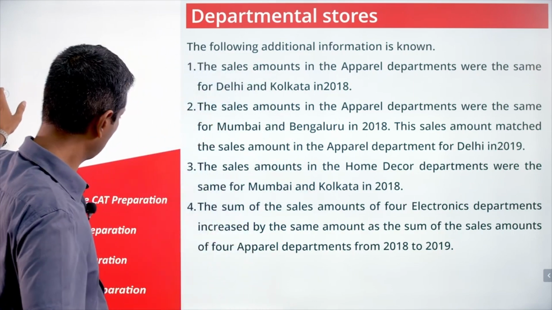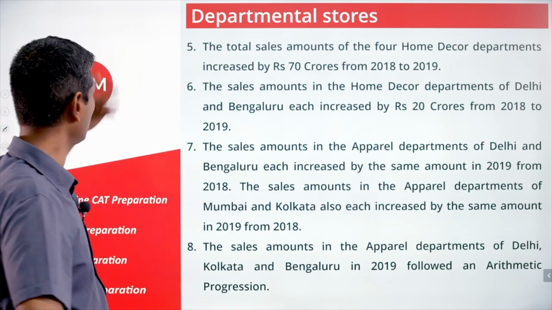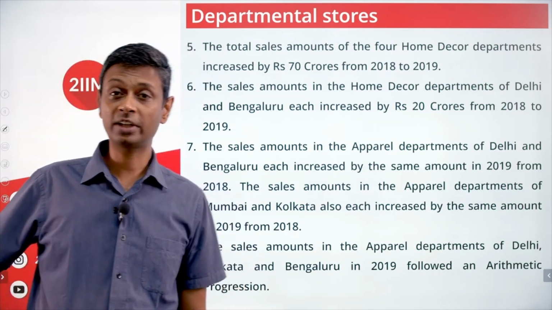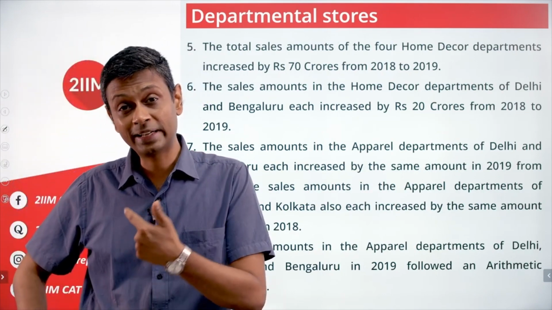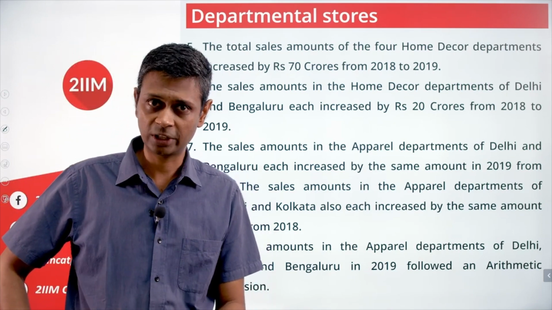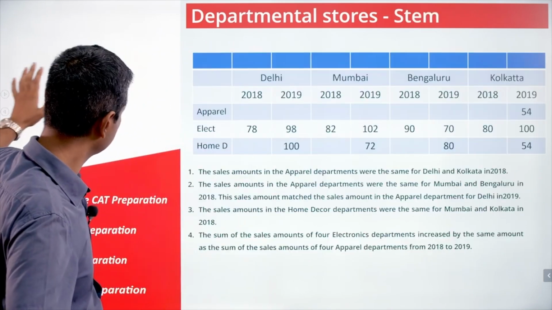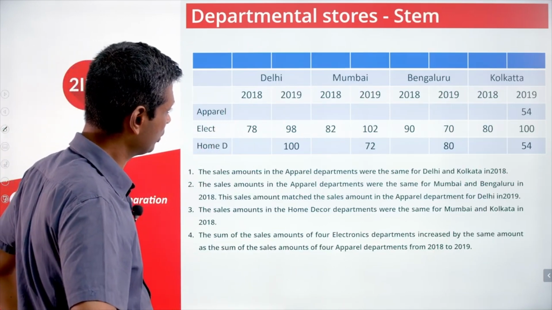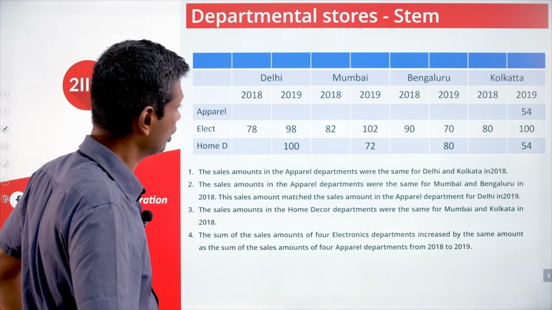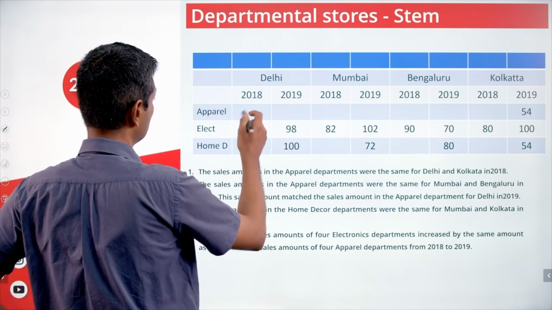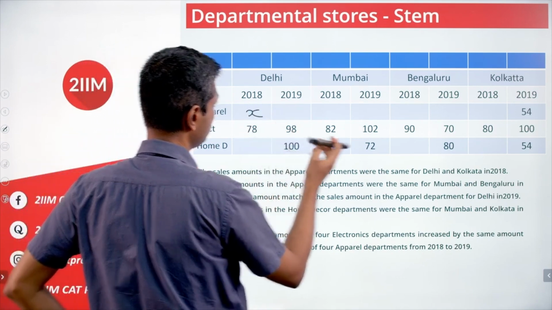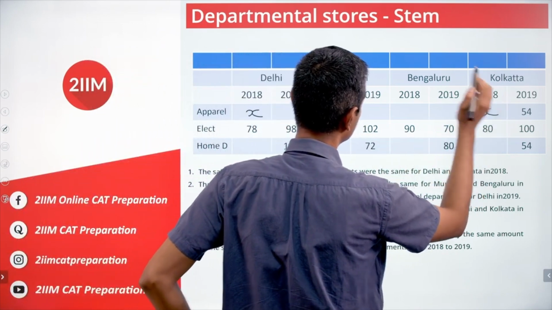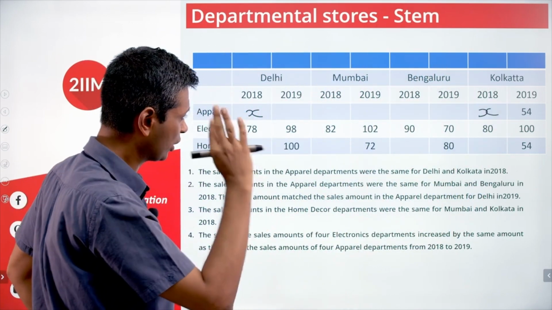So 1, 2, 3, 4, 5, 6, 7, 8. The more the constraints are there, happier I am, because that tells me that I'm likely to fill the entire grid and not have 6 variants there. And let's go step by step. I've filled all this in. The sales amounts in apparel department were the same for Delhi and Kolkata in 2018. So this is X, this is X. 2018, Delhi and Kolkata are same.